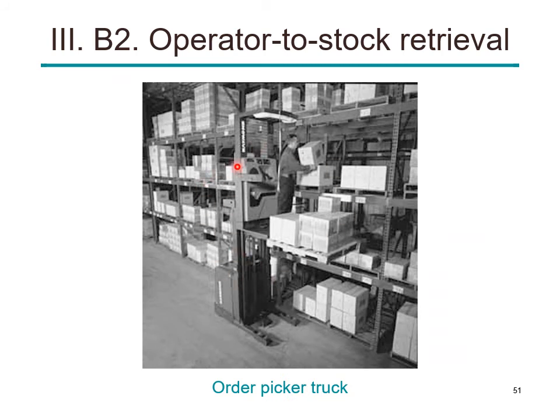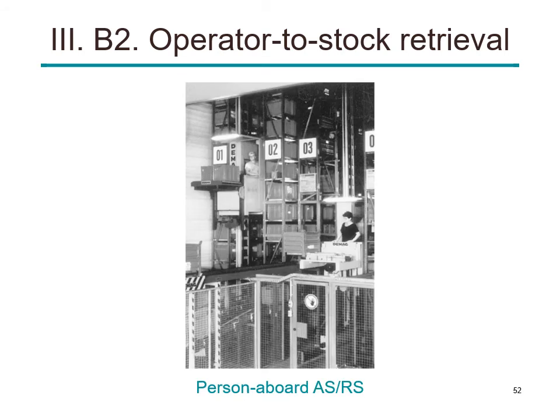This is an example of an order picker truck. Basically, if the height of your storage system is larger, you cannot just collect them from the floor. Then you need a device to go up. And in this system, basically, the operator is lifted up and collects the items according to customer orders using this picker truck. This is another example which is called person aboard ASRS.